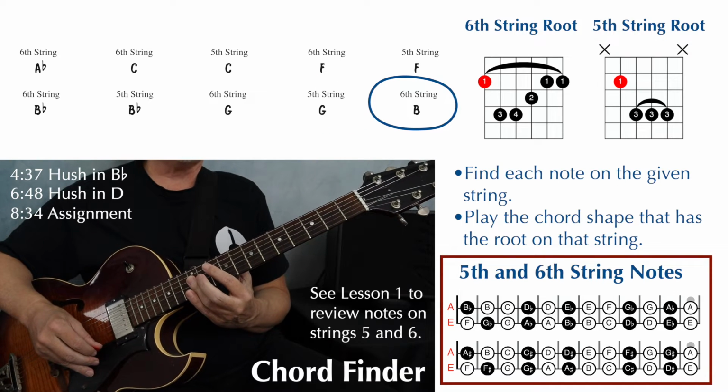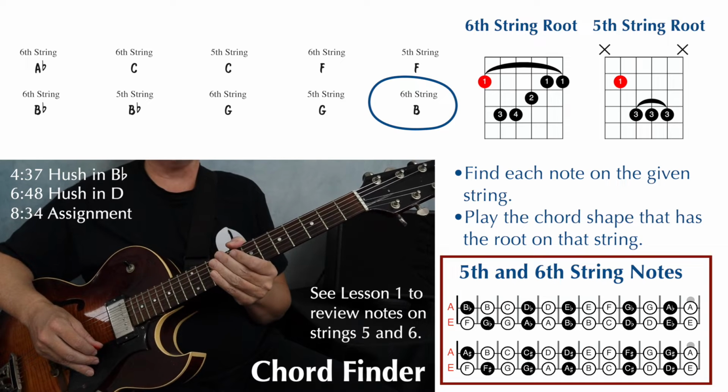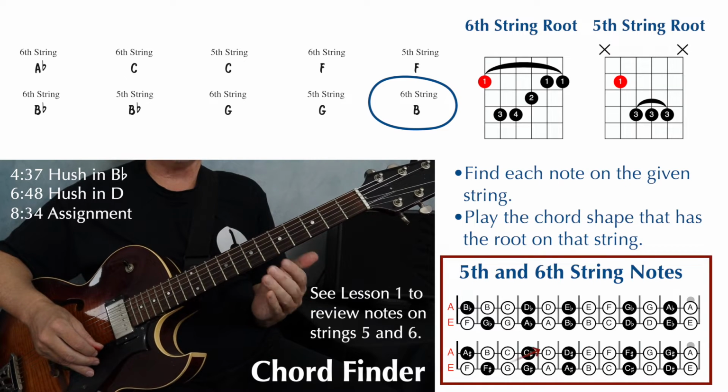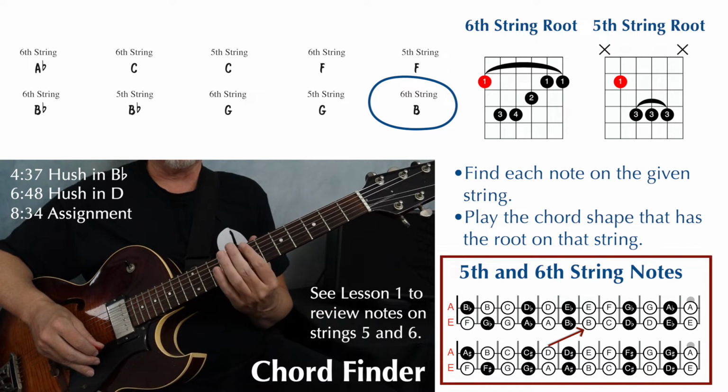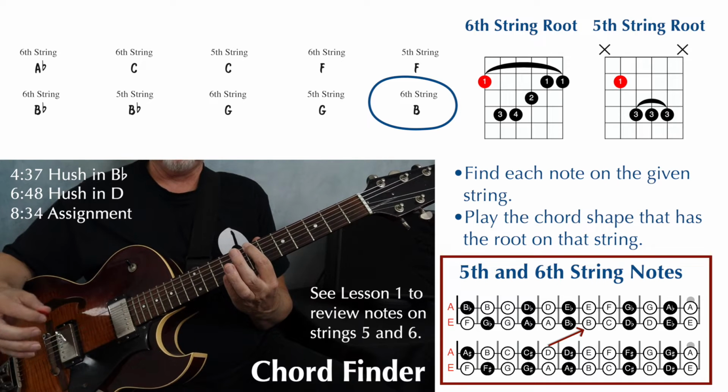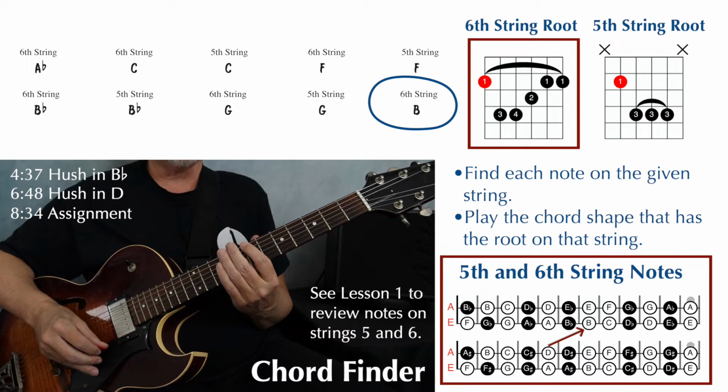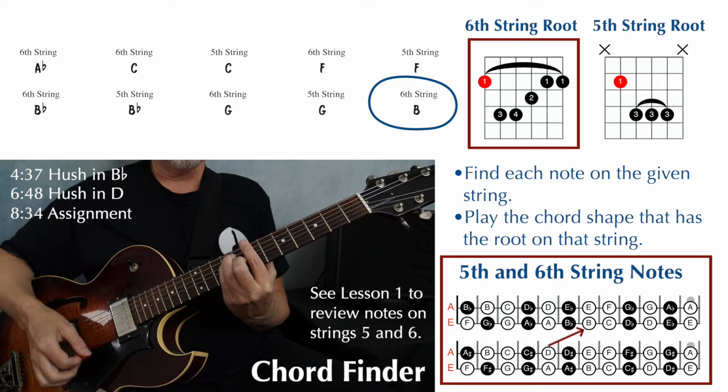And the last one of these, we have a B major on string 6. First you find your B note on the 6th string. That's going to be at the 7th fret. And then we play our 6th string major shape.